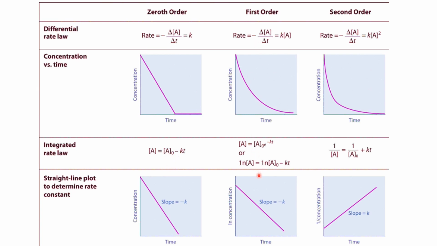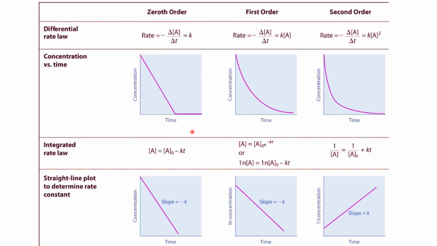And for the first order, it will be ln A is equal to ln A naught minus kt, where ln is the natural log. And for the second order, it will be 1 upon A is equal to 1 upon A naught plus kt. You need to remember these integrated rate laws.